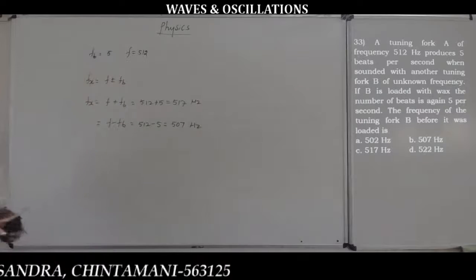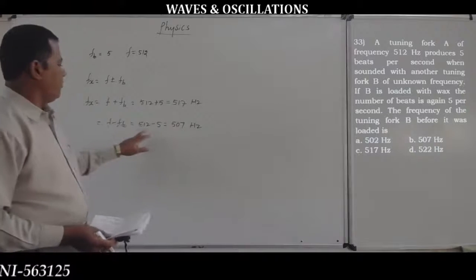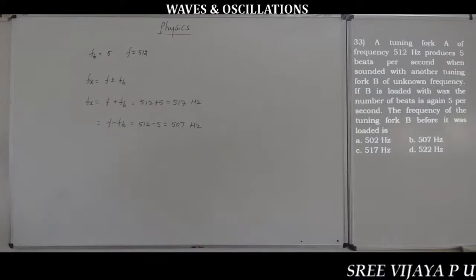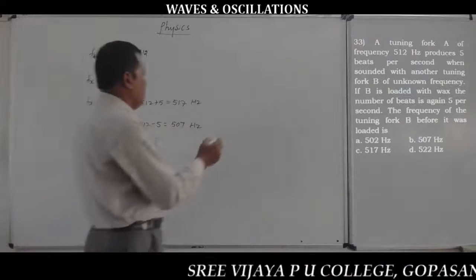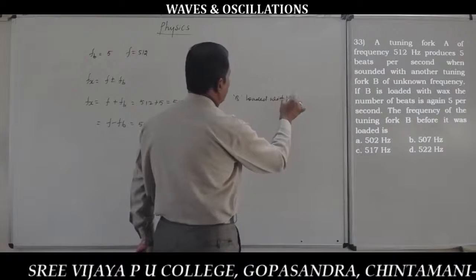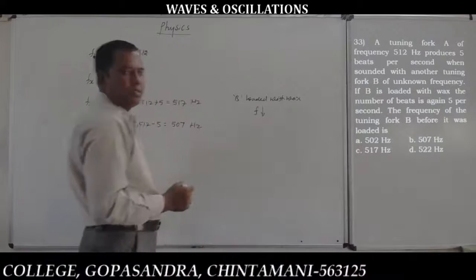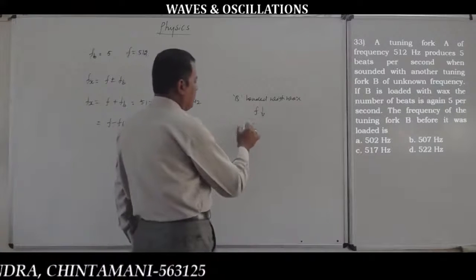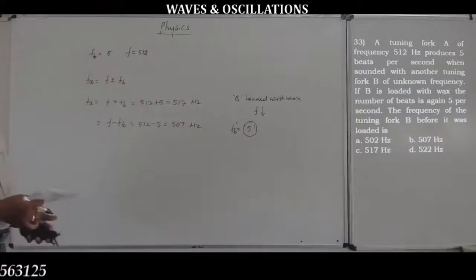So Fx is equal to F plus Fb or F minus Fb: 512 plus 5, 517, or 512 minus 5, 507. Now, if B is loaded with wax, the number of beats is again 5 per second. When the tuning fork B is loaded with wax, automatically its frequency decreases. After loading with wax, if they are sounded together, once again the beat frequency Fb dash comes out to be 5 beats per second.